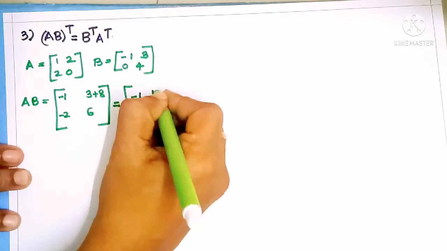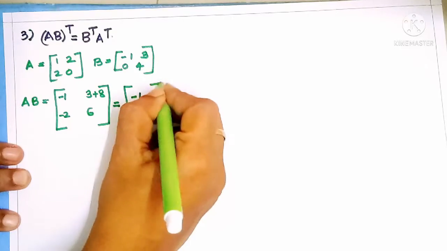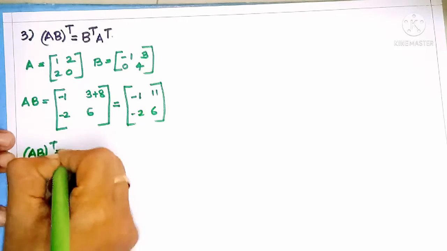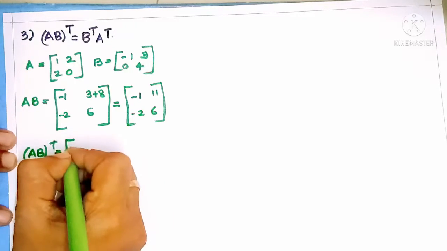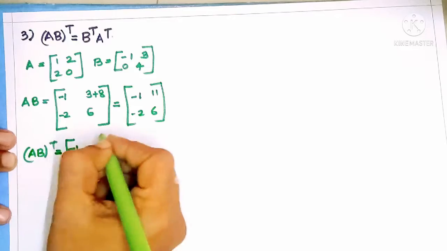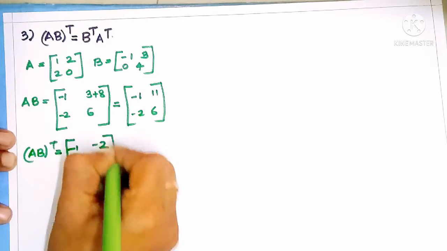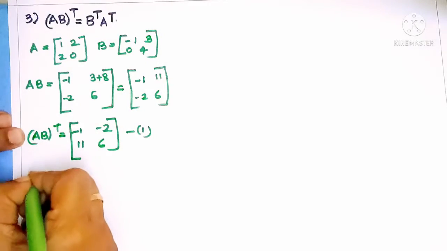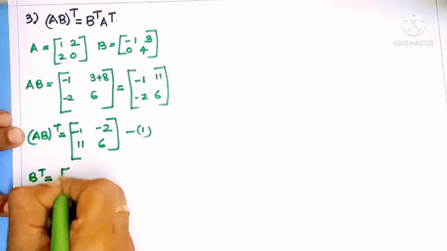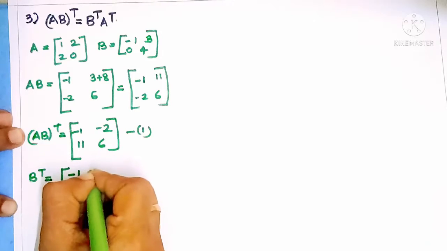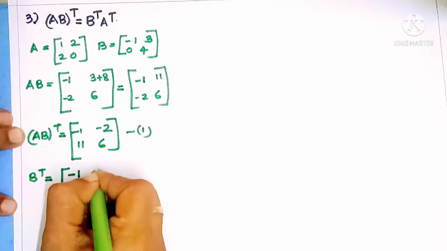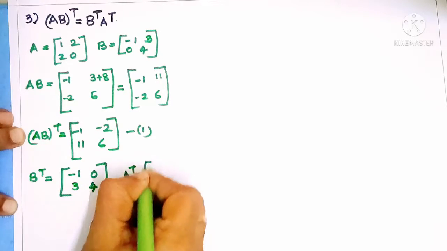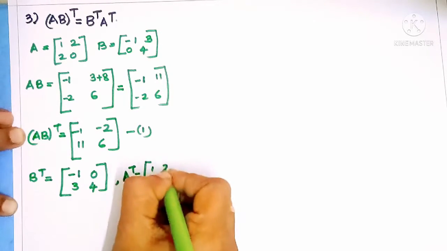So AB is [-1, 11; -2, 6]. Next find (AB) transpose. Rows become columns, so [-1, -2; 11, 6]. This is equation number 1. Then we take B transpose, [-1, 0; 3, 4]. Also A transpose, [1, 2; 2, 0].